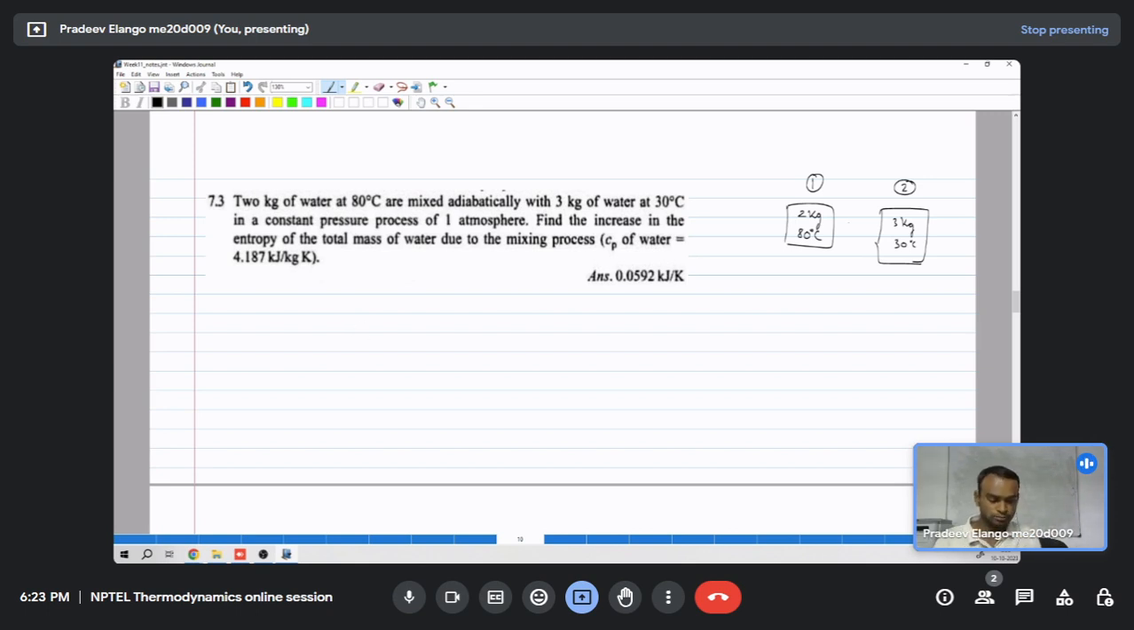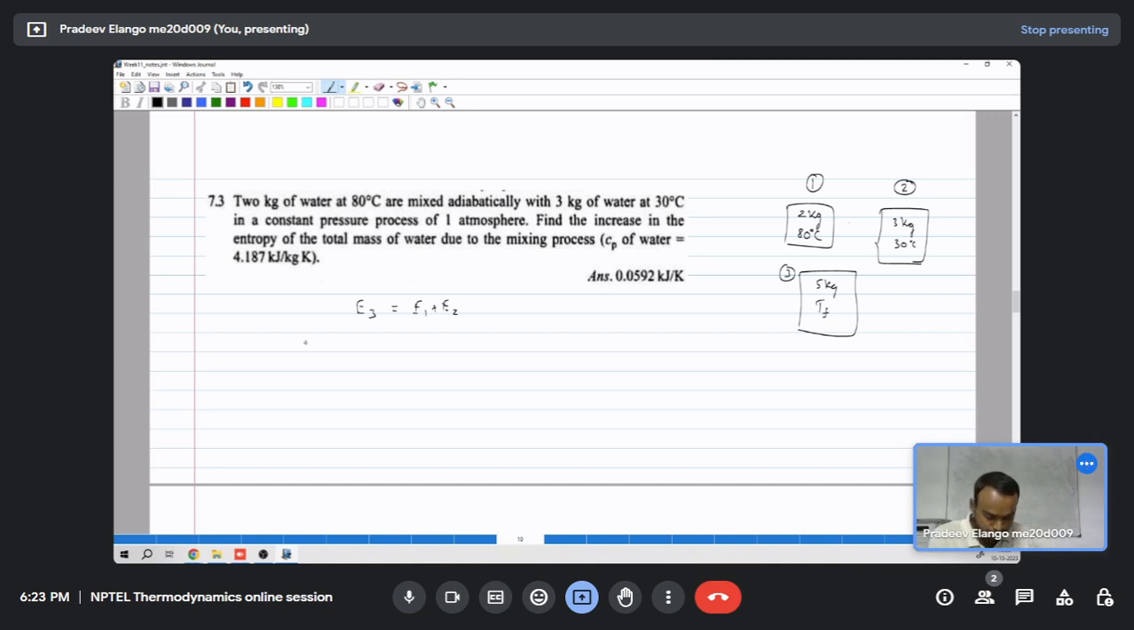So now using the first law equation, we can find the final temperature of the water. That is, by using the law of conservation of energy, we can find it. So the third state is the mixture of both, and that will be 2 kg plus 3 kg, that is 5 kg, at a final temperature of Tf. Now we can equate the energy of 3 to the energy of 1 plus the energy of 2.